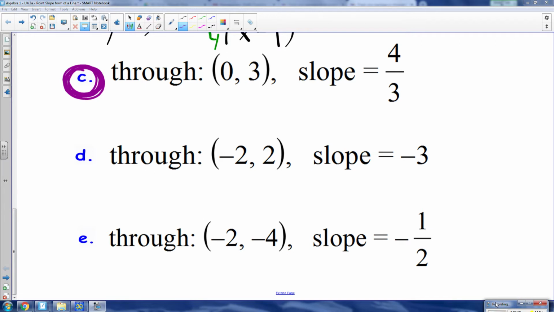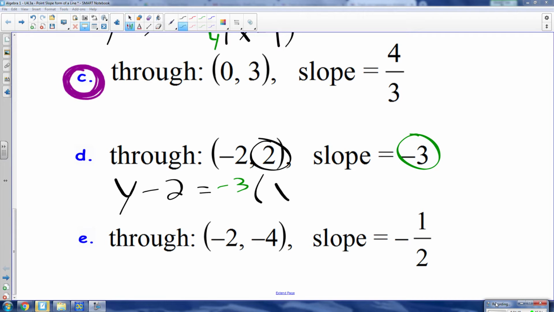All right, so hopefully you're finding this to be pretty simple. Don't overthink it. It's just y minus whatever the y is, which in this case is 2, equals the slope, which we're always doing in green, so -3, and then it's going to be x minus whatever the x value is, and our x value here is -2. Well, hey, how do I minus -2? I actually add 2. So I have to minus -2, which means I have to actually add 2, and I'm done. That is all there is to it.